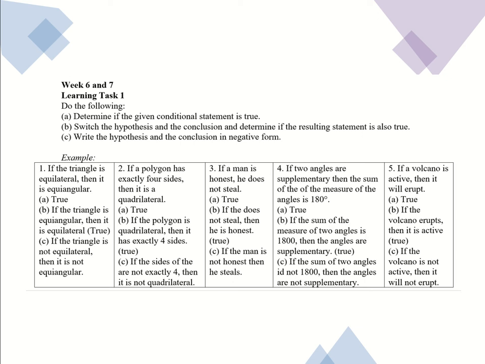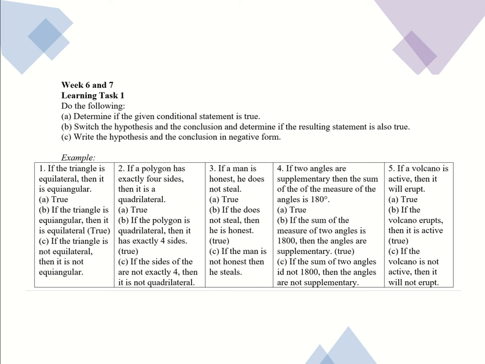Number 2, if a polygon has exactly 4 sides, then it is a quadrilateral. So that is a true statement. Pagbaliktarin na natin ang conclusion tsaka ang hypothesis. If the polygon is a quadrilateral, then it has exactly 4 sides. So that is also true. If the sides of the quadrilateral are not exactly 4, then it is not a quadrilateral.